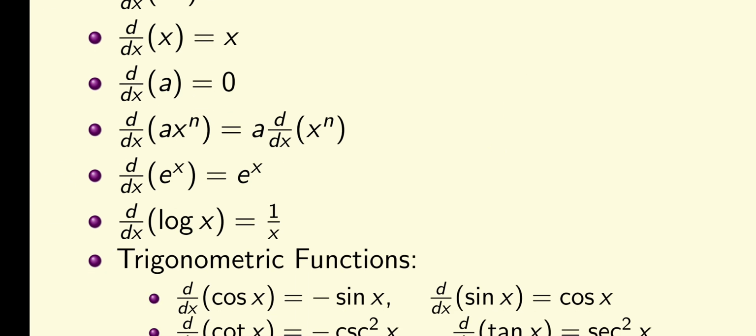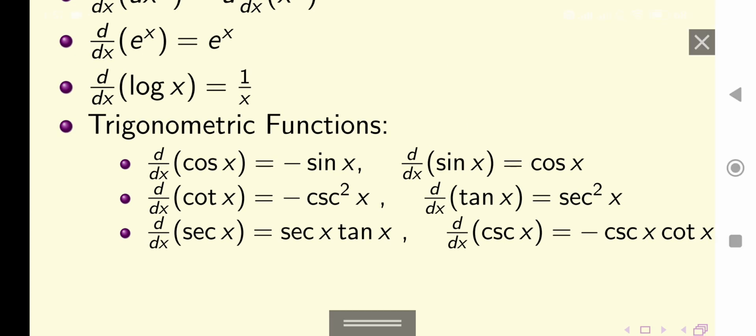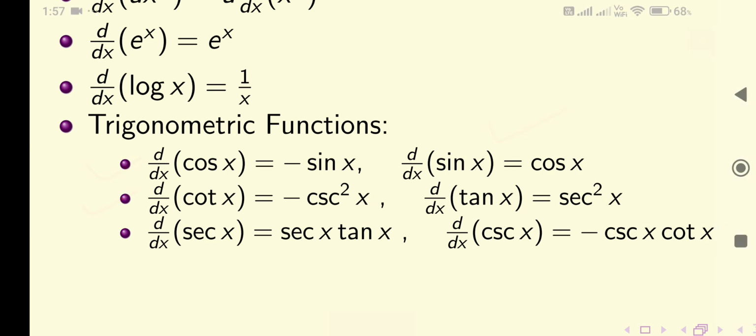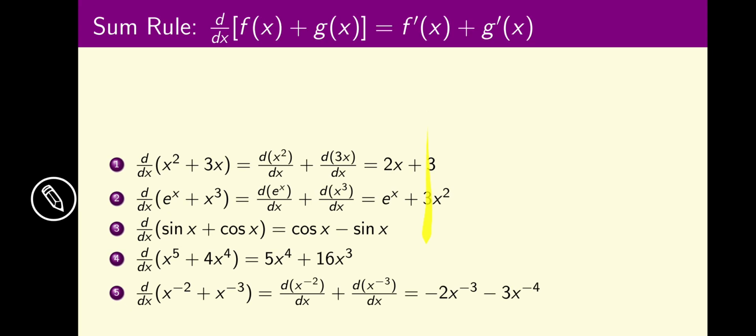Then the derivative of e to the power x is e to the power x, and the derivative of log x is 1 upon x. There are also some trigonometric formulas of differentiation. The derivative of cos x is minus sin x, the derivative of sin x is cos x, and the derivative of cot x is minus cosec square x. All these are formulas that you will have to memorize. Now let us see some examples here.